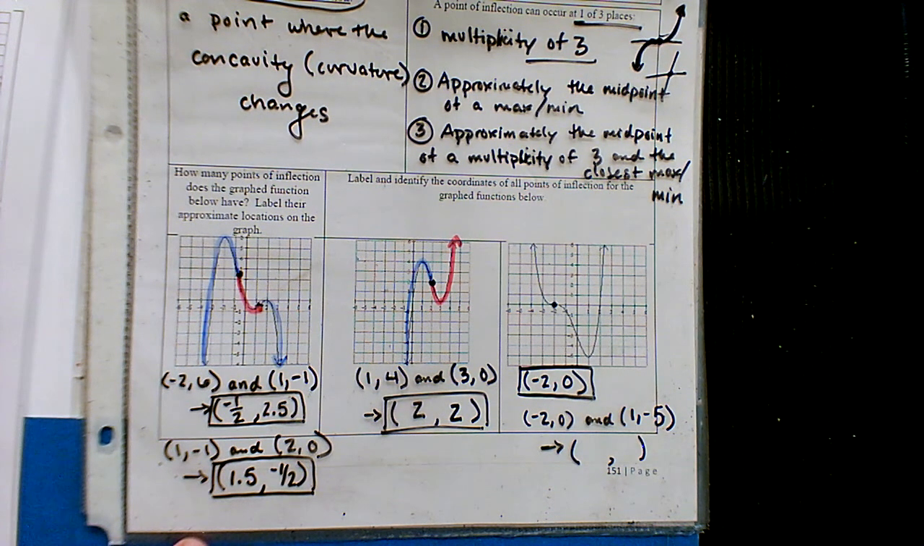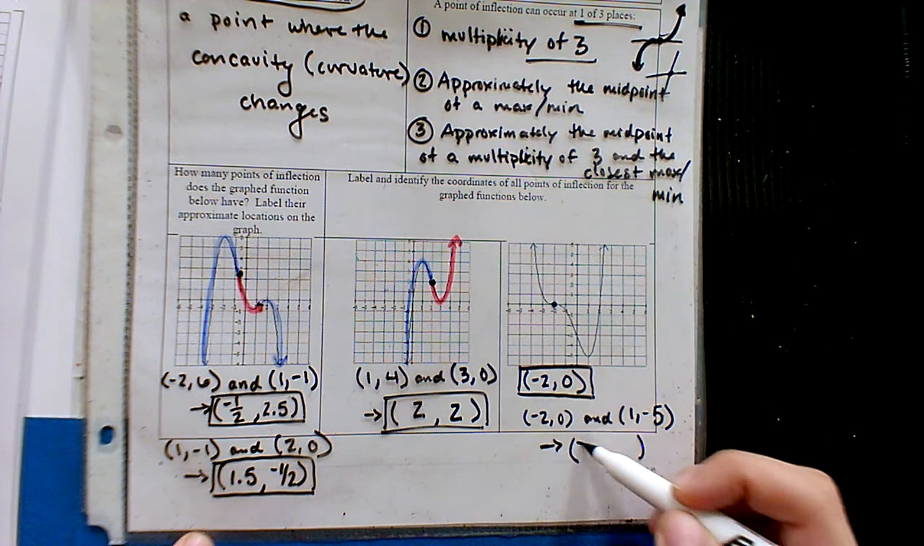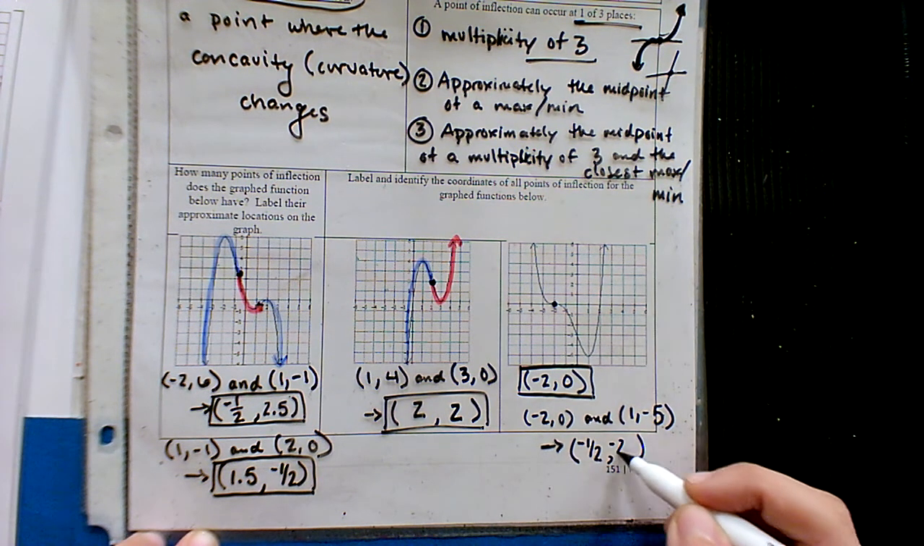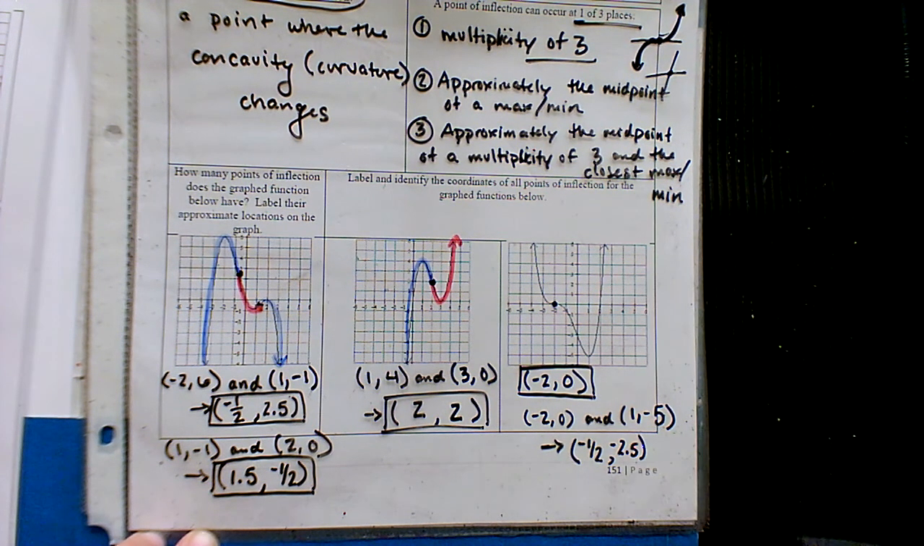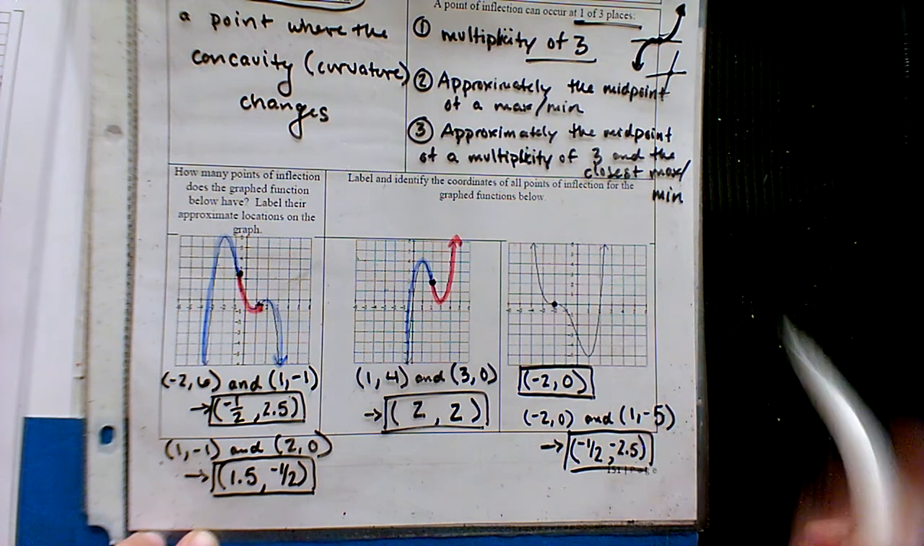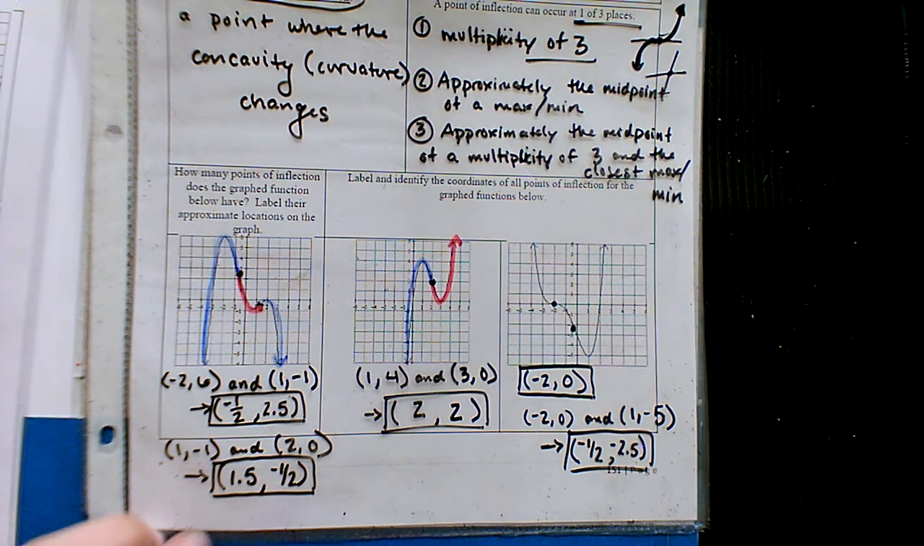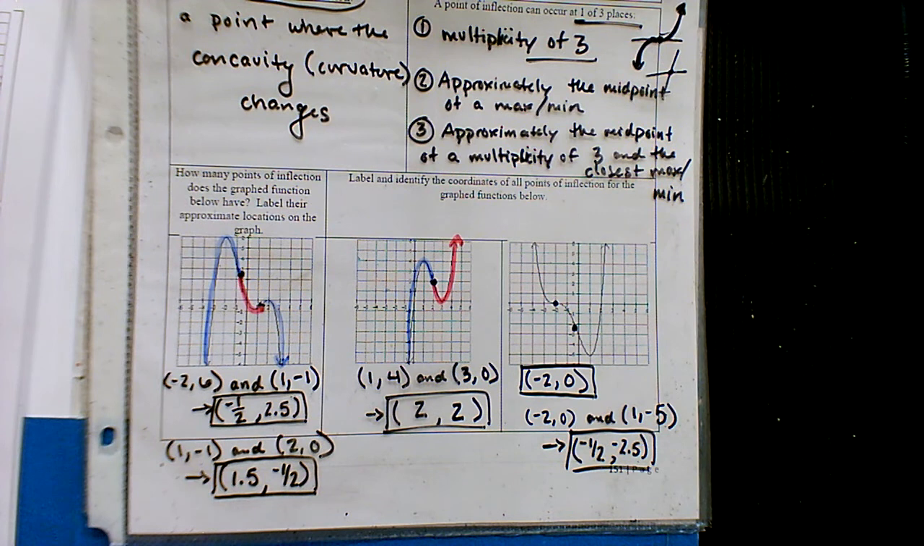So we find the middle of -2 and 1. -0.5. Okay? What about the middle of 0 and -5? -2.5. Okay, so roughly, approximately, if we graph it, somewhere right there, okay, there's another point of inflection.